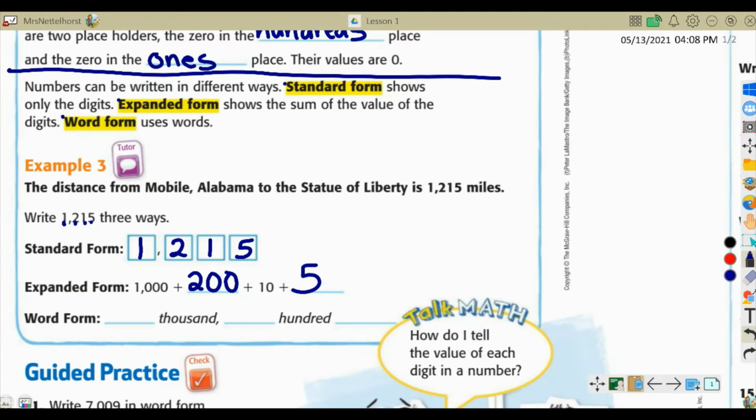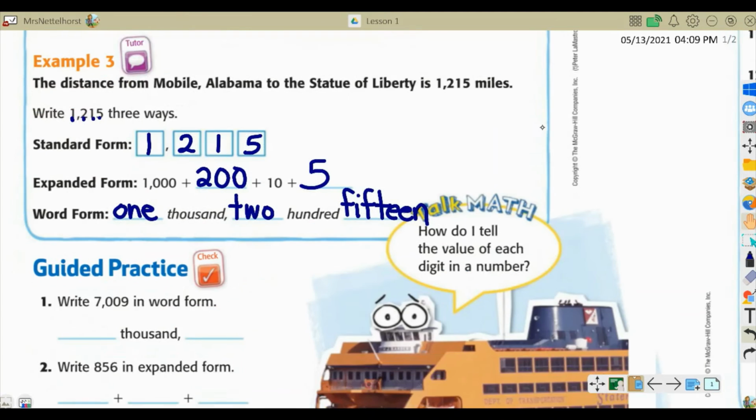In word form, we're just going to write these numbers in words. So 1 is O-N-E, thousand. Then 2, the number word 2 is T-W-O. I want you to spell it correctly because I'm writing it for you. And then I have hundred. And then I just have my last two digits, 15. I just read them like they were by themselves, 15. There you go.